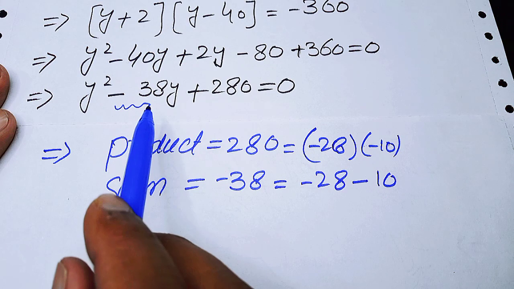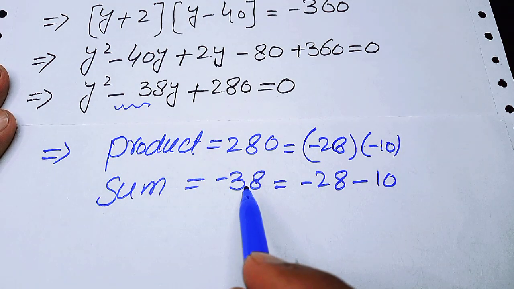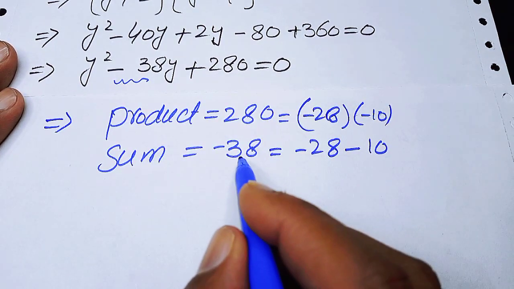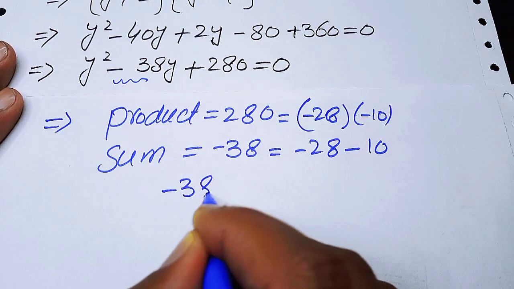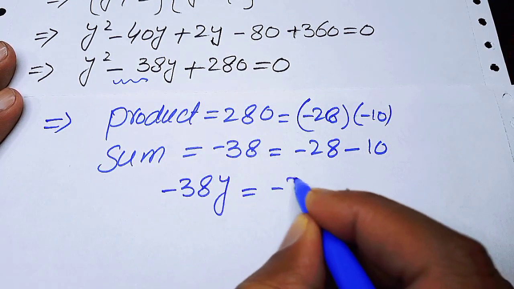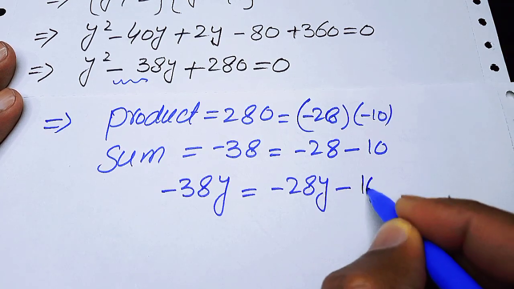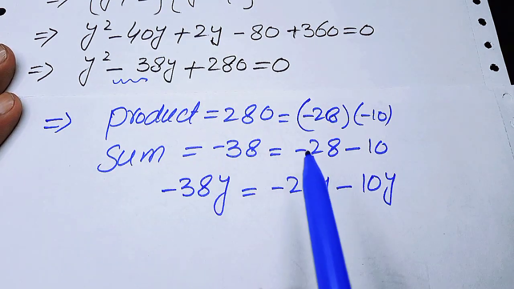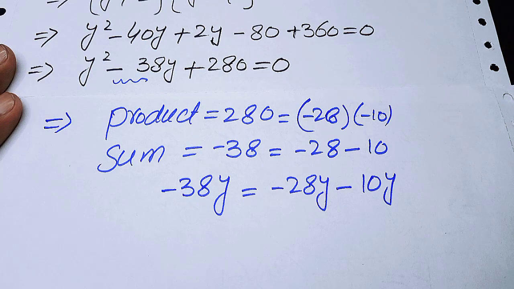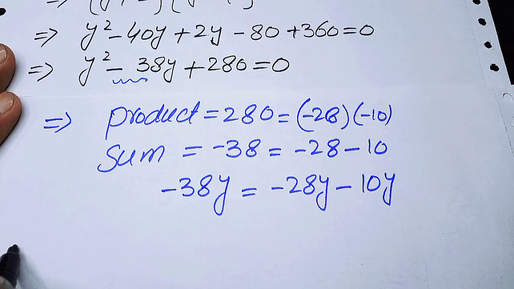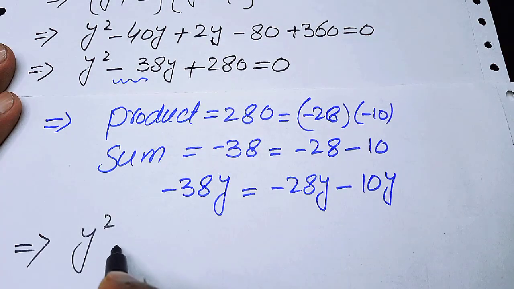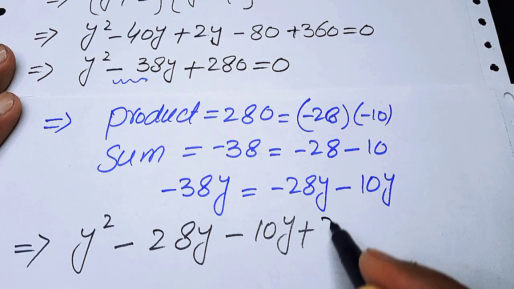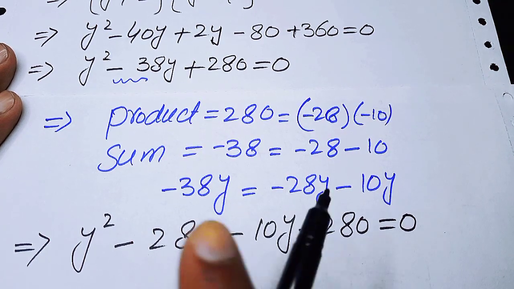Okay, so now here we have minus 38y, and now we can multiply this expression by y, so we get minus 38y is equal to minus 28y minus 10y. Now we can replace this minus 38y by minus 28y and minus 10y, so that our given quadratic equation becomes y square minus 28y minus 10y plus 280 is equal to 0.